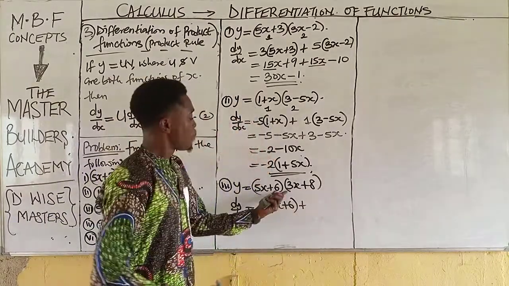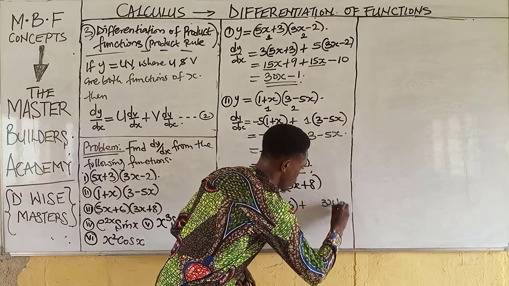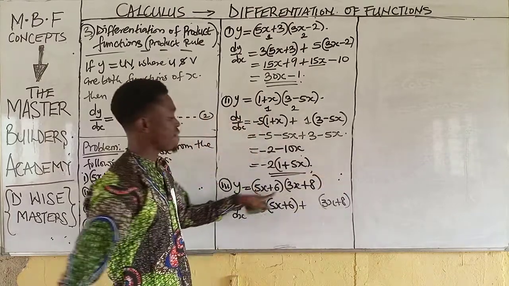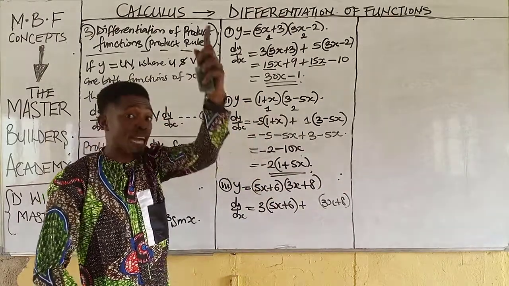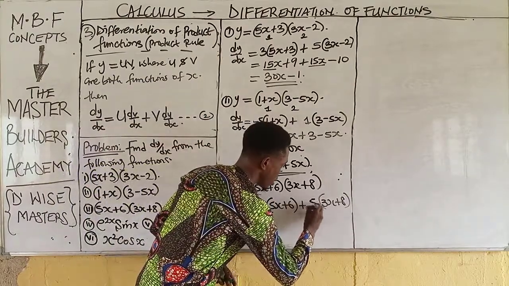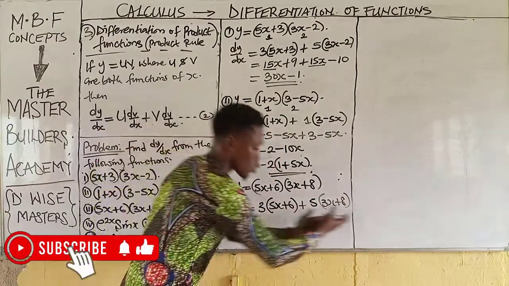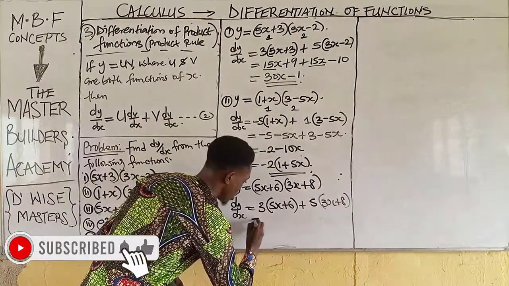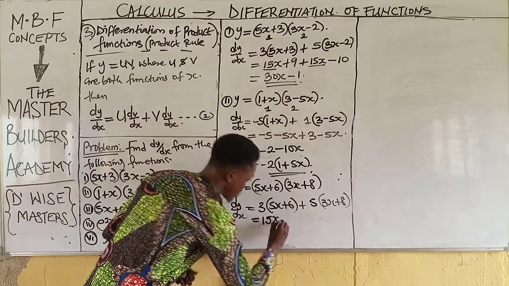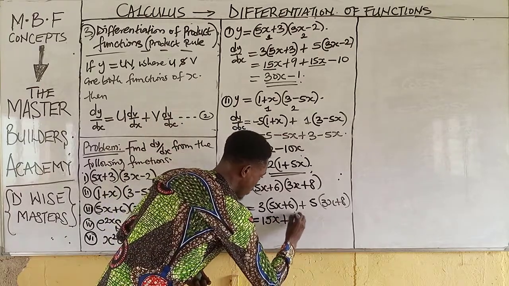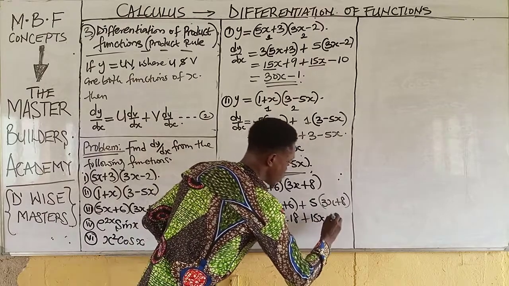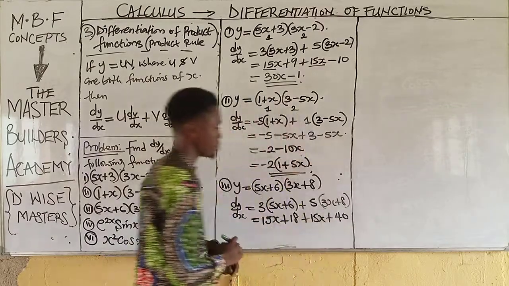Then plus, put down the second function, which is 3x plus 8 now. And then differentiate the first function, which is 5x plus 6. And when you differentiate 5x, you have 5. But when you differentiate 6, you have 0. That means when I differentiate this first bracket, all I have is just 5. All I need to do is to clear off the bracket. And to have that done, simply multiply this bracket by 3. 3 multiplied by 5x, we have 15x. 3 multiplied by 6, we have 18. Plus 5 multiplied by 3x, we have 15x. And 5 multiplied by 8, we have 40.